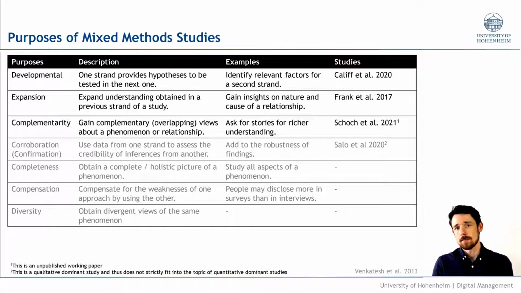Basically, what that means is one strand, and if you have a qualitative part and a quantitative part in a mixed methods research setting, then you would call them 2 strands. Now, one strand provides the hypotheses to be tested in the next one. That's the description of a developmental purpose. So, for example, you could, with a qualitative study, identify relevant factors of a phenomenon and then use them in the second strand, maybe a quantitative strand, and test those relationships with a larger sample that you can generalize from.